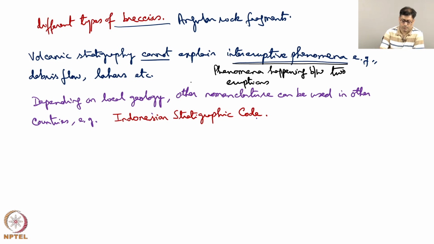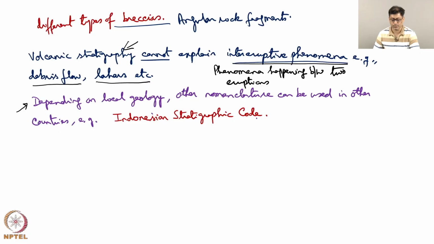So, the debris flow and the lahars that form cannot be explained from the perspective of the volcanic stratigraphy, from the perspective of the three unconformities that I have mentioned. Now, if we look at the literature, there are several other nomenclatures of unconformity in volcanic stratigraphy, but those are terrain specific and depend on the local geology. If you search, you can find the Indonesian stratigraphic code, where they are using different terms.